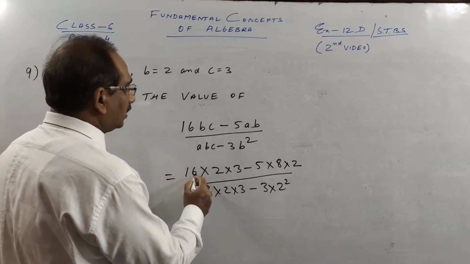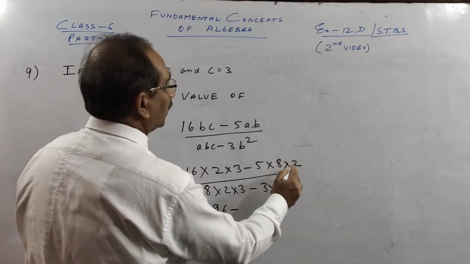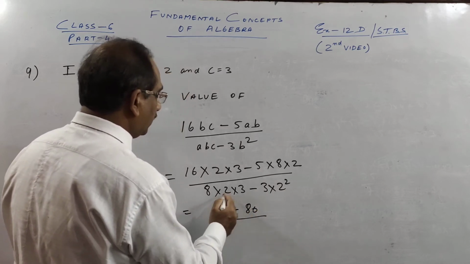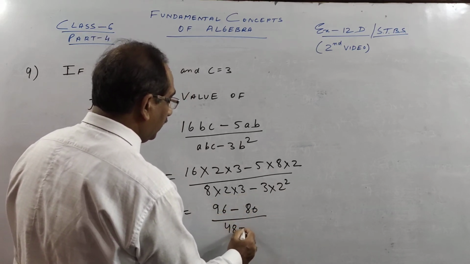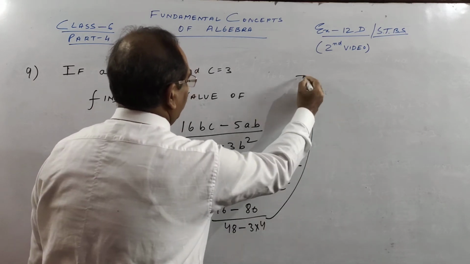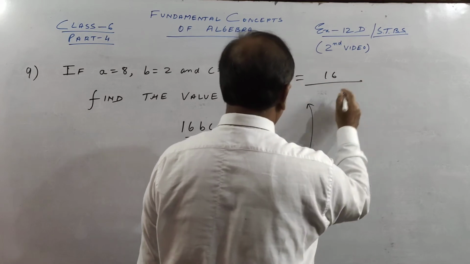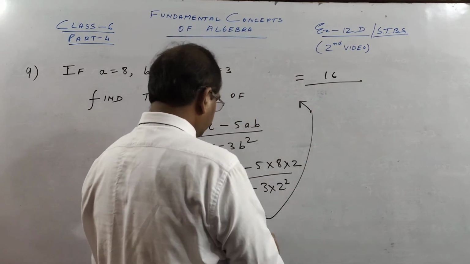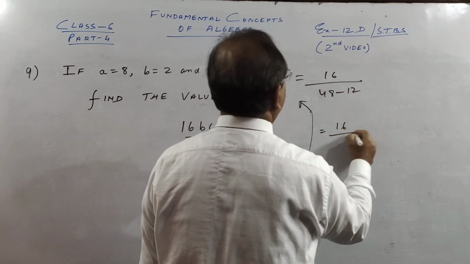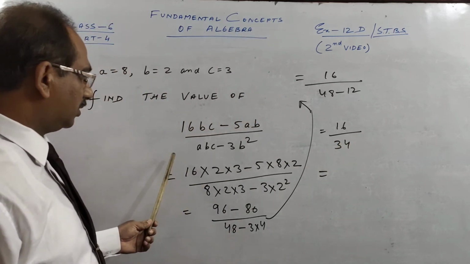So here we get 16 2s are 32, 3s are 96 minus, this is very easy, I'll tell you, 5 2s are 10, 10 into 8 is 80. And here we get 8 2s are 16, 3s are 48, minus 3 into 2 square is 4. So here we go, 96 minus 80 is 16 by 48 minus 12. So we get 16 by 34. Okay, let us check once more.